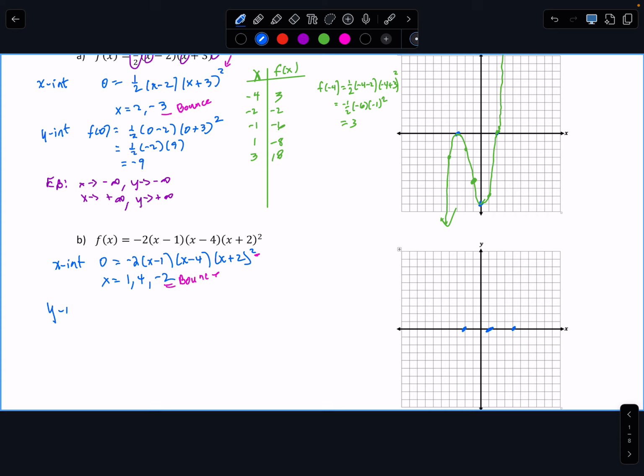The y-intercept is when x is 0. So just put it into that factored form and evaluate. And we have a -32.